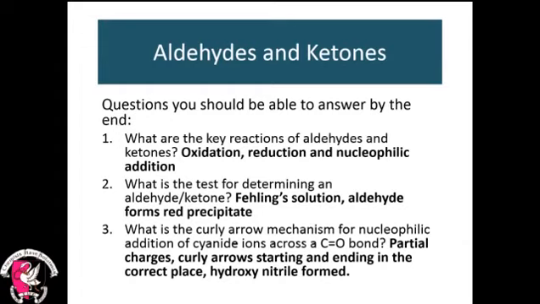And finally, with the curly arrow mechanism, make sure you've got partial charges, curly arrows starting and ending in the correct place. So, from electrons and ending at a positive charge, and make sure that your hydroxynitrile is the thing that's formed.